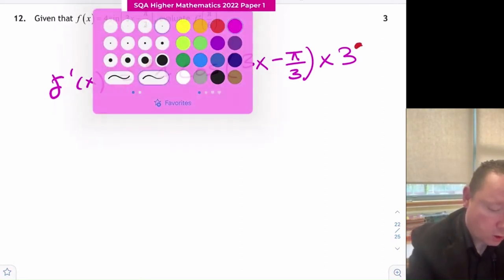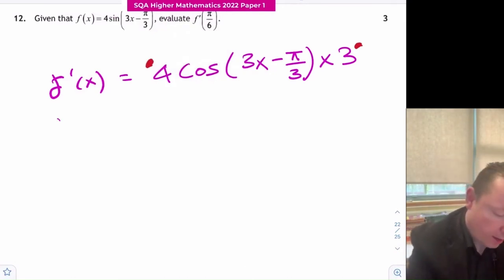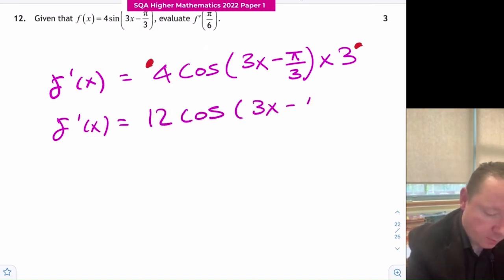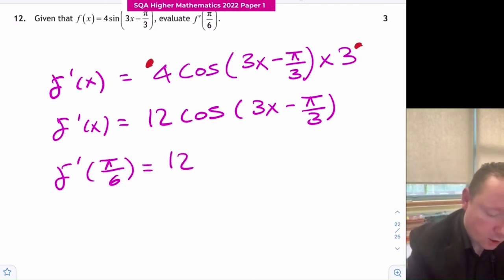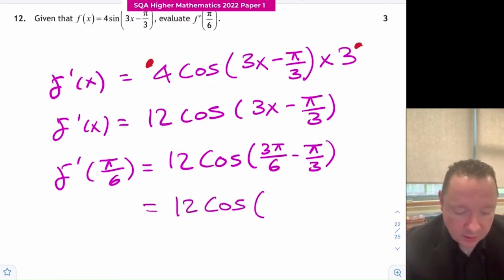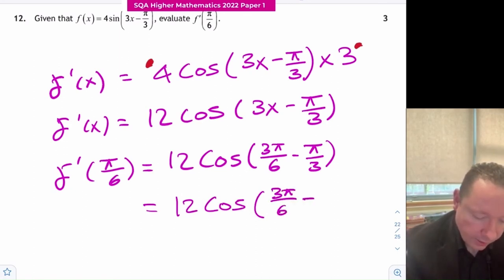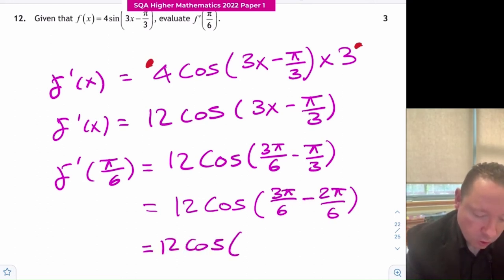And then our final mark, of course, is evaluating it. So I need to tidy it up and then substitute pi over 6 in. So f dash x equals 12 cos of 3x minus pi over 3. So f dash of pi over 6, and this is an exact value, remember, because it's a non-calculator paper. I'll substitute it in first: 12 cos of 3 pi over 6 minus pi over 3. We need to tidy that up. So that's 12 cos of 3 pi over 6 minus 2 pi over 6, which is 12 cos of 3 minus 2 is 1, so it's just pi over 6.